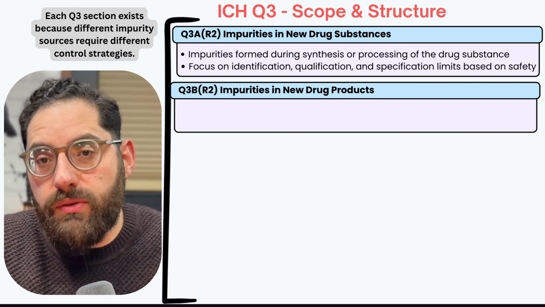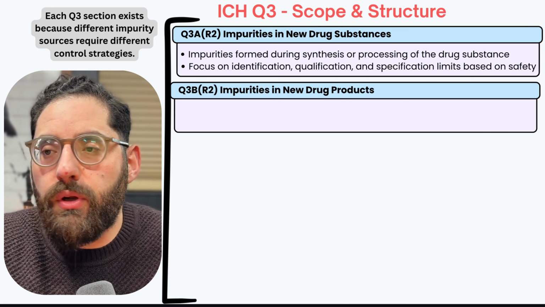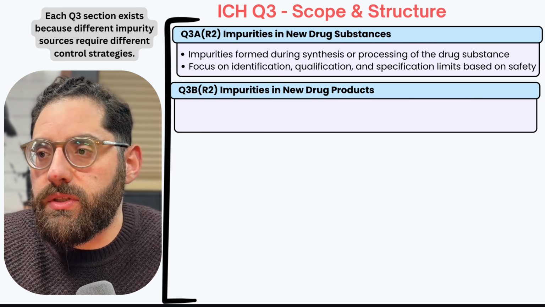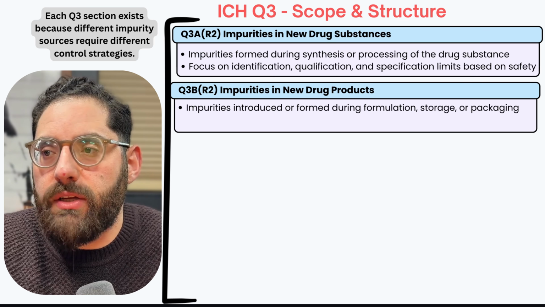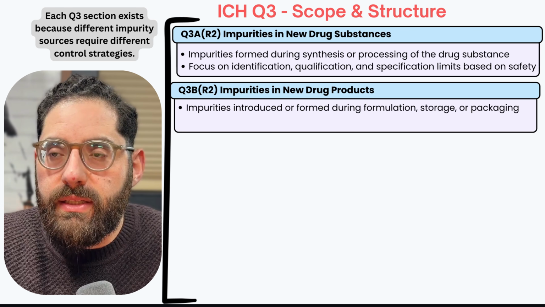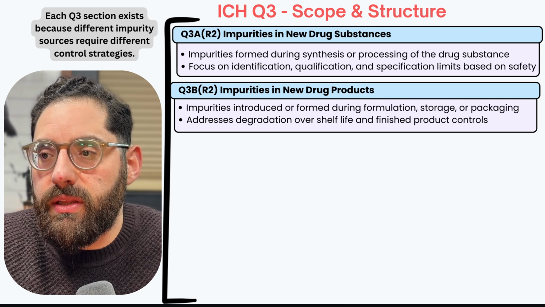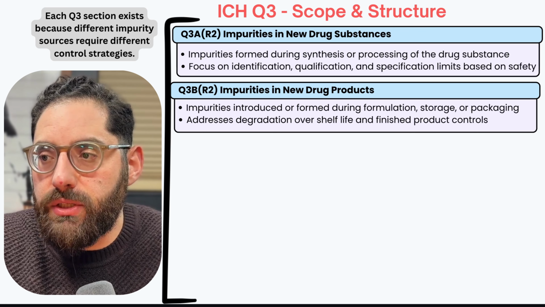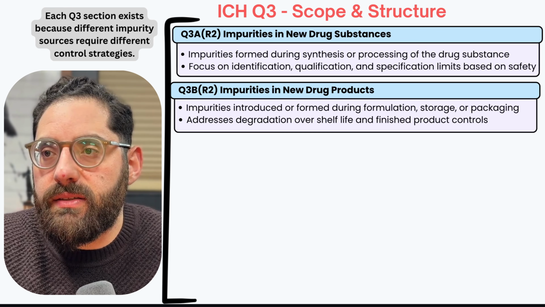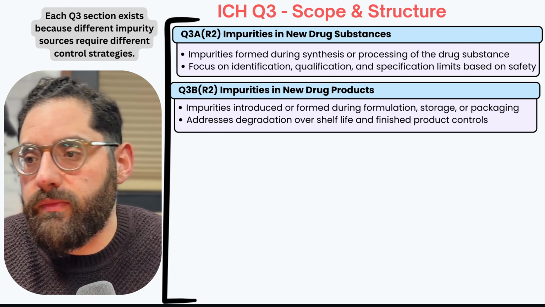Q3B moves downstream. Now we're talking about drug product. So even if your drug substance is clean, impurities can appear once you formulate it into the finished drug product, once you store it, once you package it. And this section addresses how the impurities are introduced and what form they take during the formulation, storage, or packaging. Also covers degradation that happens over the shelf life. It's a major focus in Q3B, which is why Q3B ties significantly to your stability studies and your finished product specifications.